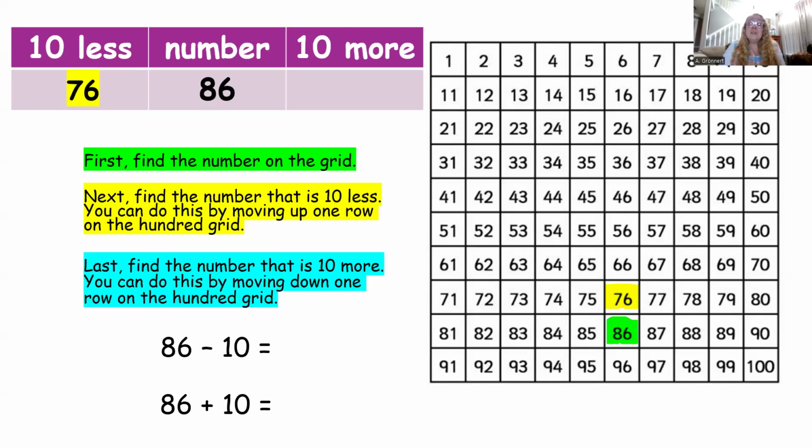Okay. Last, we need to find the number that is 10 more. We can do this by moving down one row on the 100 grid. Remember, down is more. So, do you see the number that's 10 more? You got it. Let's color that number and circle it. It's the number 96. Now we can write it into the chart. There we go. So now we know that 86 minus 10 is 76, and 86 plus 10 is 96. Excellent. Let's try another one.